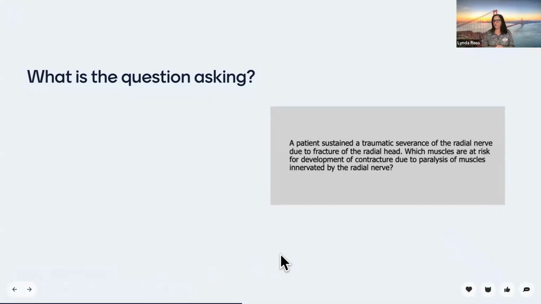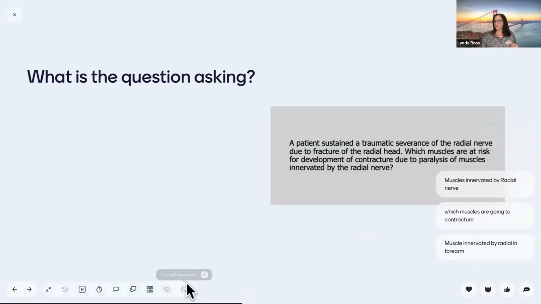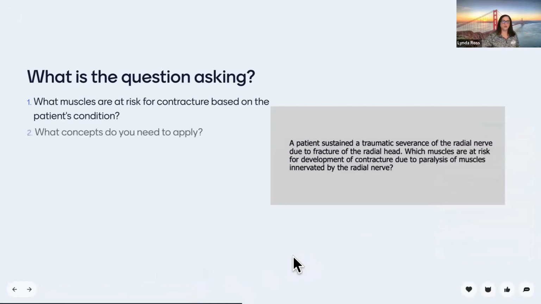Either via the Menti or in the chat box, that's fine. Okay, so Leanne, what muscle will develop a contracture? Great. Because of the condition, they are at risk for contracture, right? And we're already seeing you guys thinking, this is what I need to know. These are the concepts I need to know, and that's excellent, right? So what muscles are at risk for a contracture based on this patient's condition?